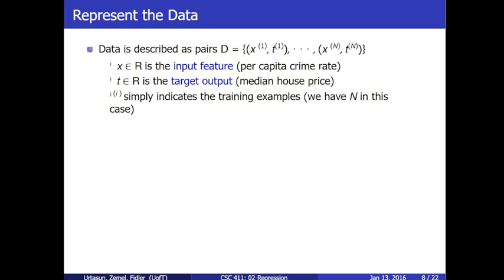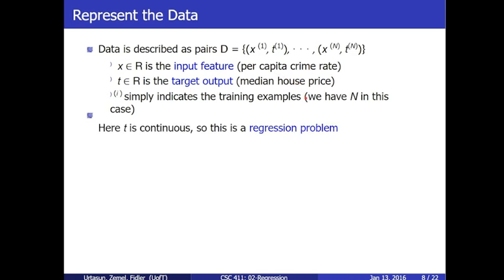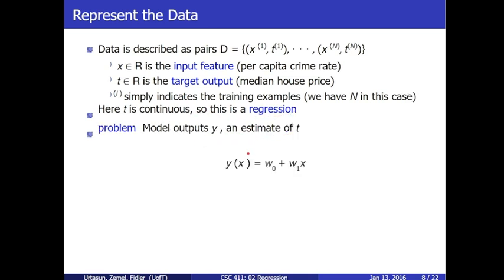And i simply indicates the training samples. We have N training samples in this case. So here t is continuous, so we can classify it as a regression problem. And the model outputs y, which is an estimate of t. So here we have a function down below: y of x equals w0 plus w1x.